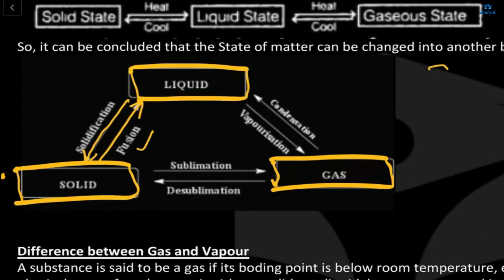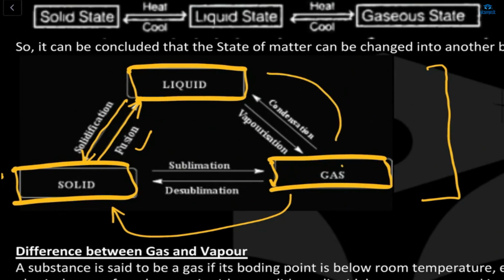This is a very important diagram. You have to remember this. When solid is converting into a gas, it is sublimation. And when gas is converting back to solid, this is known as desublimation. Okay, it is the reverse. When liquid is converting into gas, it is vaporization. And when gas is converting into liquid, that is known as condensation. So this is very simple. You only have to remember fusion, solidification, sublimation, condensation, like this.